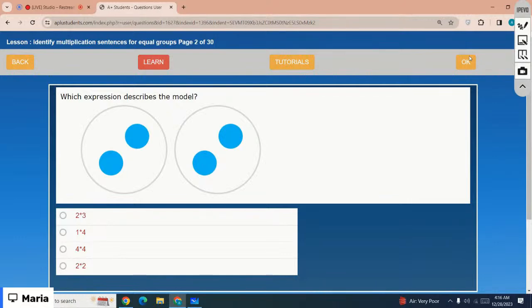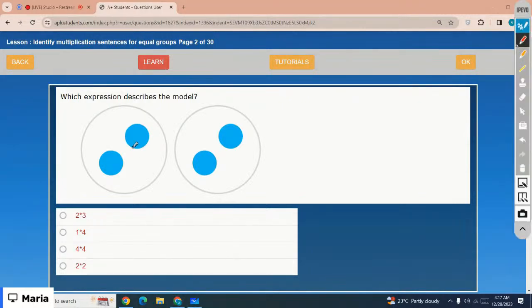You have 2 groups, and in each group you have how many dots? You can see here you have 1 and 2, 2 groups, and in each group you have 1, 2, only 2 dots. So that would be 2 times 2 is the correct option. Got it? The correct option is 2 times 2. The last one is the correct option.